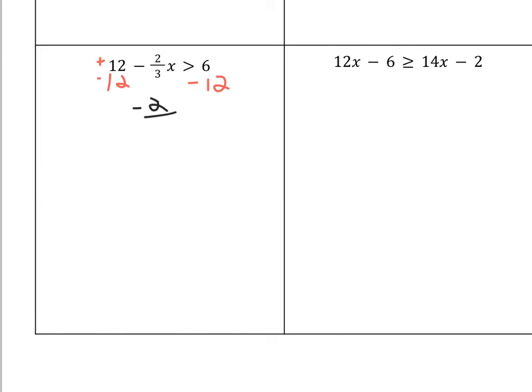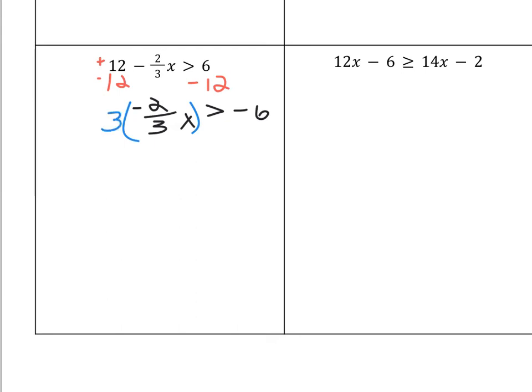So negative 2/3 x is greater than negative 6. So at this point, because I have a coefficient again, there's two ways to do this. I could multiply by the reciprocal. Remember, reciprocal means that you flip the fraction. So I could multiply by negative 3/2. I don't like multiplying or dividing by fractions, so I like to clear my denominator. So I want to multiply both sides by 3.